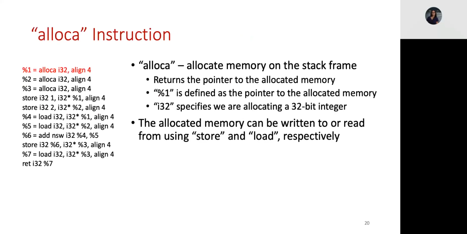So the first instruction from the IR that we saw is alloca. What alloca does is allocate memory on the stack frame, and the return value that is captured in %1 is the pointer to the allocated memory. It also specifies the type for which you're allocating the memory, I32. You can write to and read from the allocated memory using stores and loads, respectively.